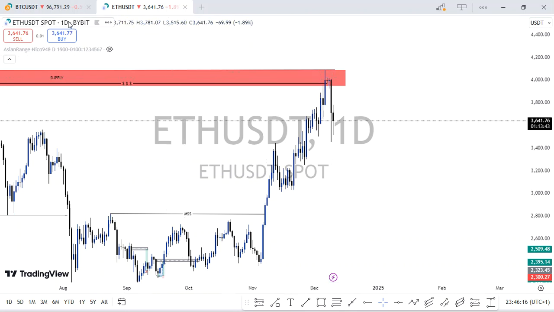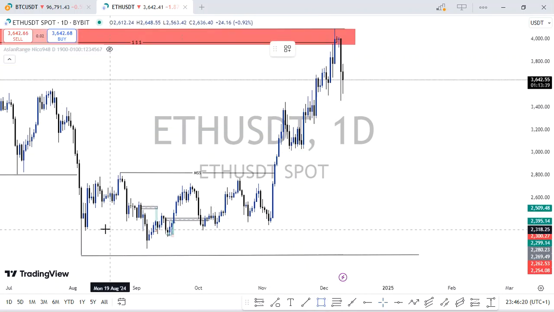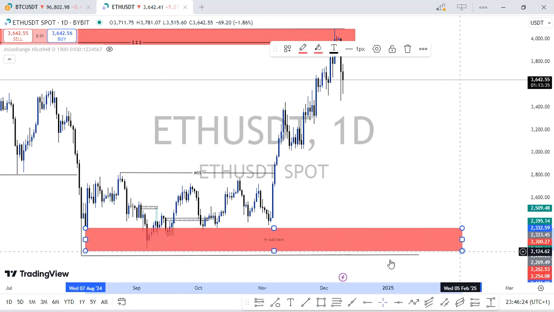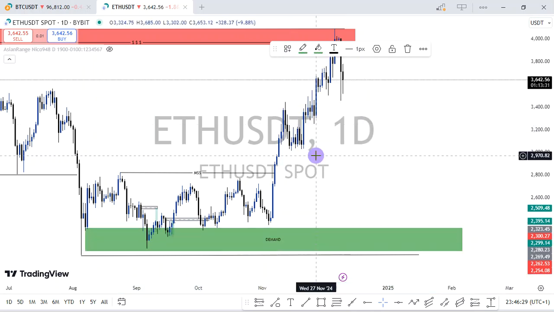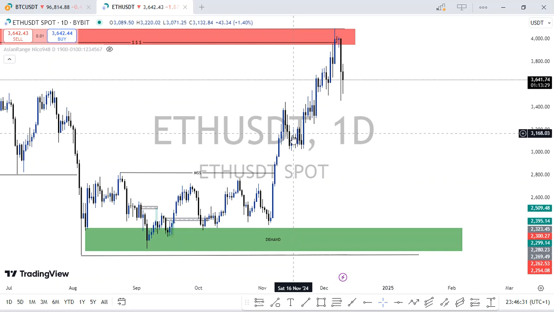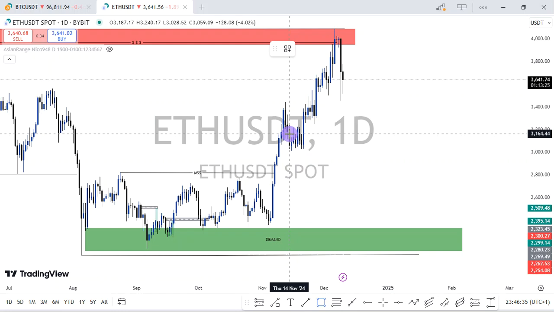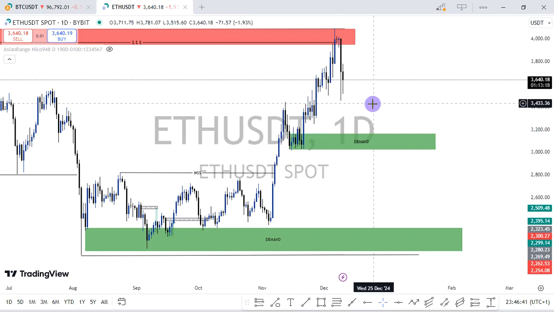Now that we're done with the 1-hour time frame, we're going to mark out our major demand. This zone here, I love to call my major demand. Where is demand? This is my major demand zone here, and then I have another demand here. This is my internal demand structure. This is my demand, so I could still label this as my demand.